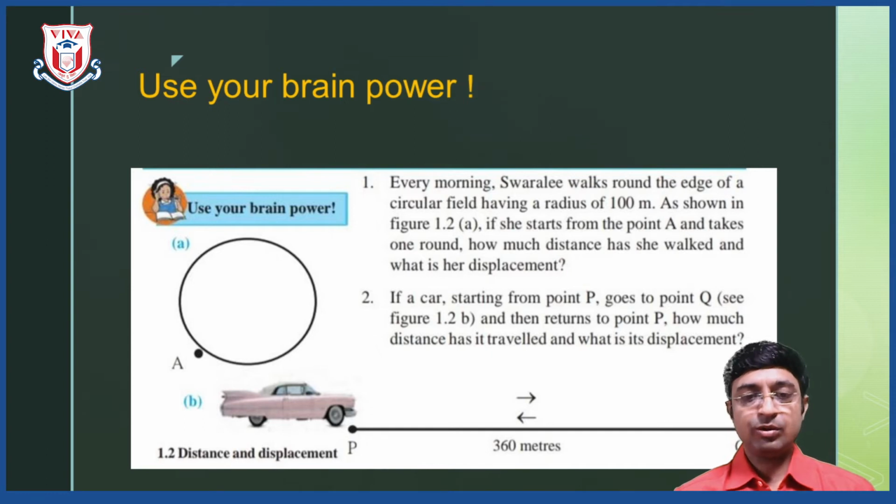And one more question given for us, second activity question. If a car starting from point P goes to point Q, see in figure 1.2b, and then returns to point P, how much distance has it traveled and what is its displacement? Now think about these two questions and we will see the answer on the next slide.